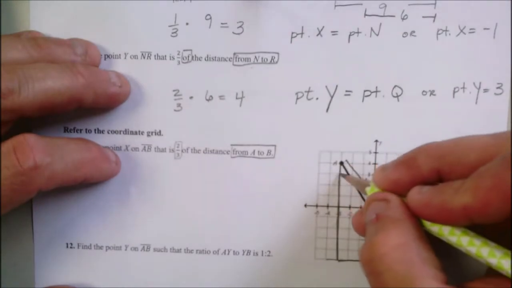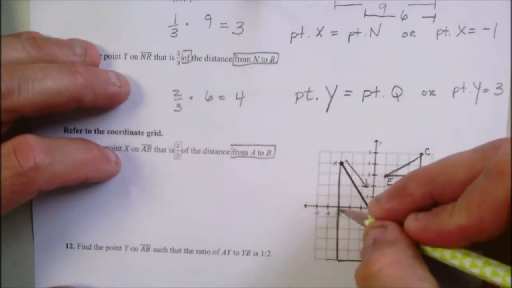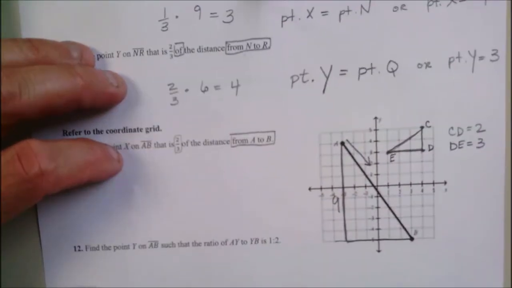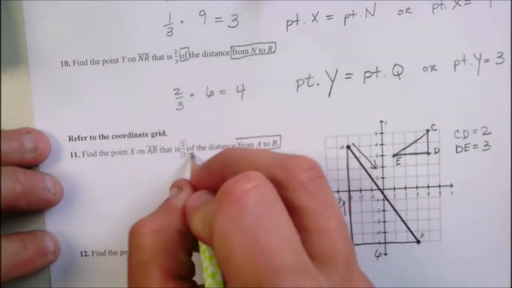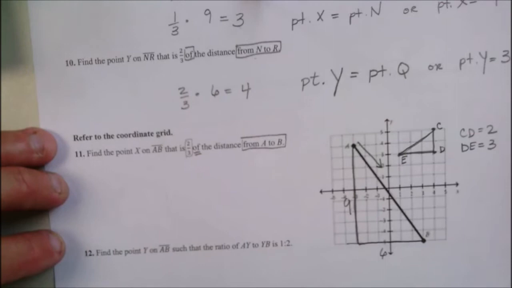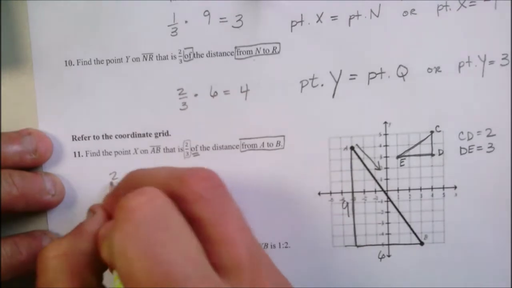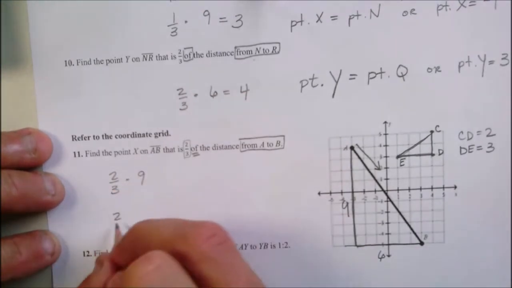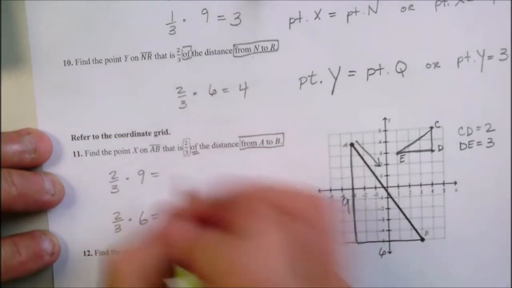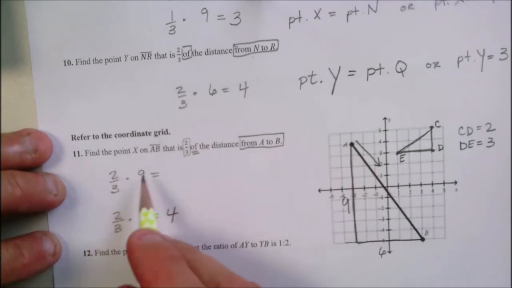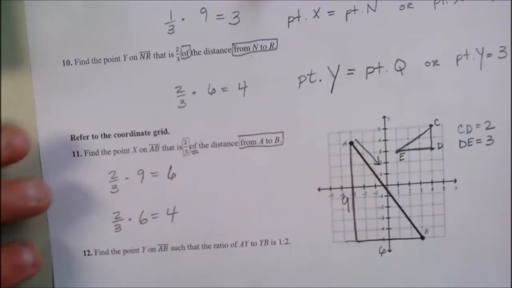So if I count this, 1, 2, 3, 4, 5, 6, 7, 8, 9, I've got a length of 9 units on the vertical, on the rise. The run is 1, 2, 3, 4, 5, 6. And so I'm going to take 2/3 of both of those, because remember, of means to multiply. So 2/3 of 9 and 2/3 of 6, we already did 2/3 of 6 just a moment ago. 3 goes into 9 3 times, 2 times 3 is going to be 6.